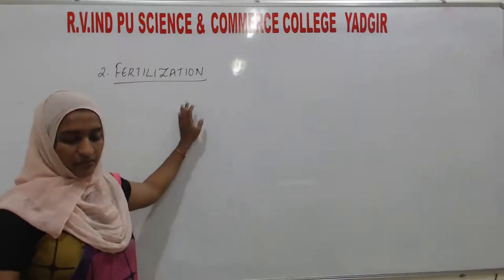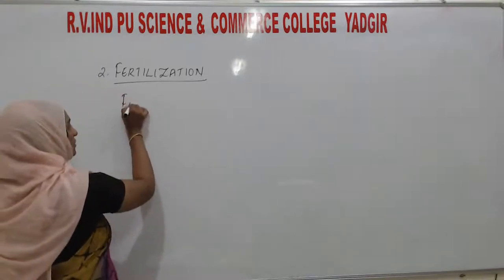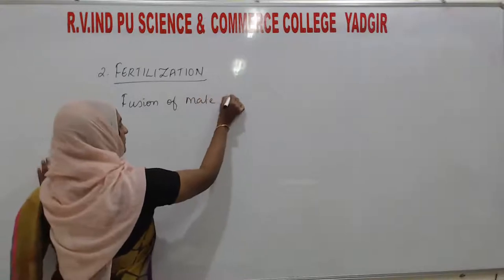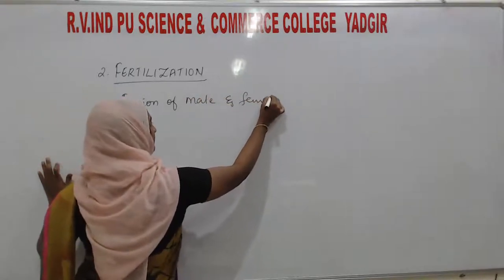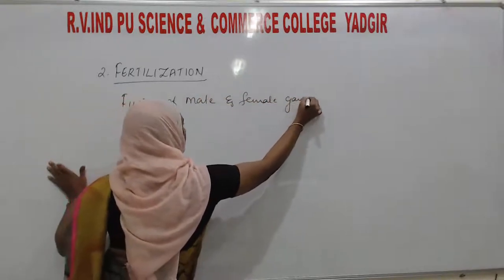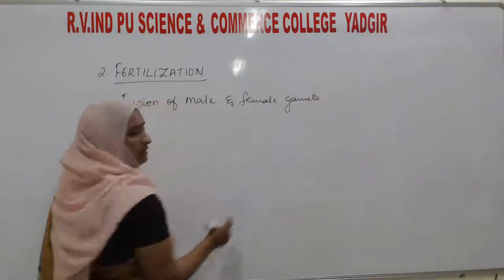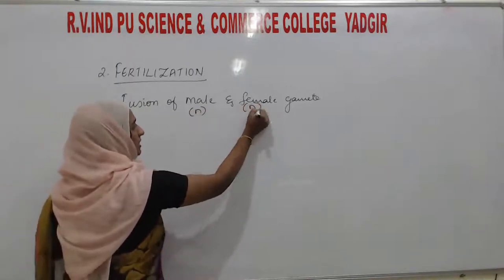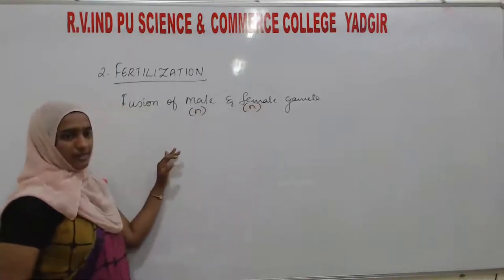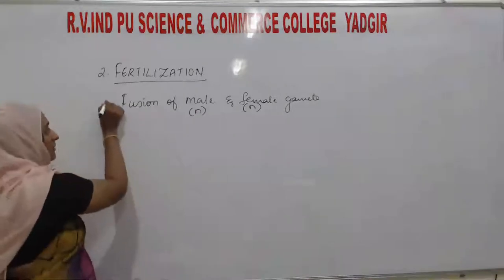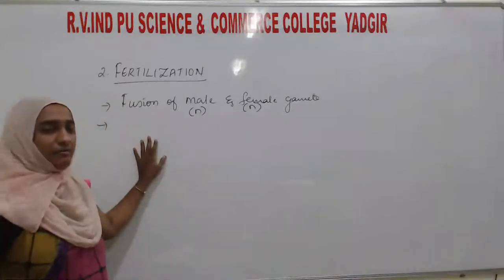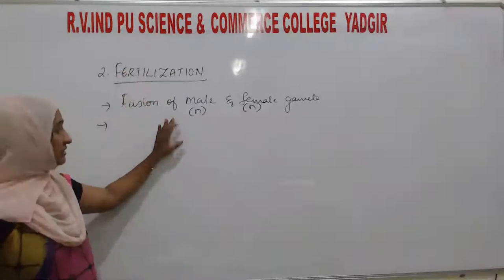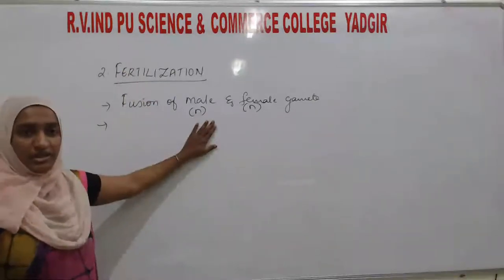So what is the meaning of fertilization? It is the fusion of male and female gamete. The male gamete will be haploid and the female gamete will be haploid, always. In the sexually reproducing organism, fertilization will take place. The meaning of fertilization is the fusion of male and female gamete.